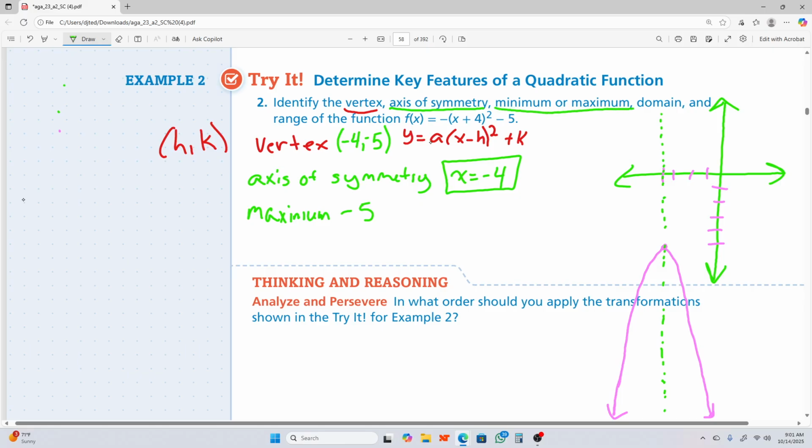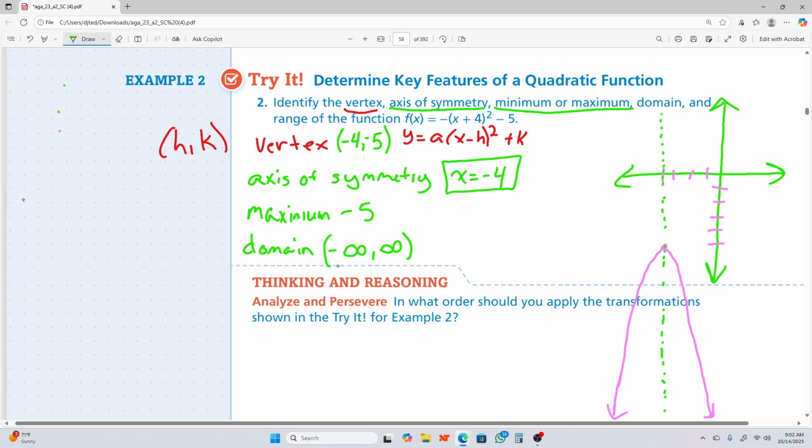And if A was positive and our parabola was going the opposite direction, then it would be a minimum at -5. And then domain, for all of the f of x equals x squared and all of its transformations, the domain is all real numbers. So -infinity to +infinity.